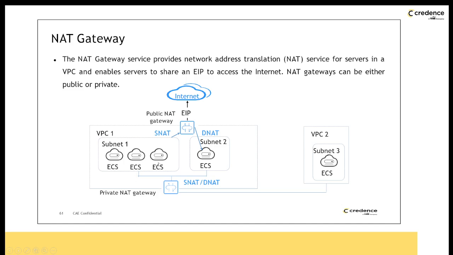Between subnet 1 and subnet 2, it's been configured with either SNAT or DNAT to communicate with VPC 2. So they need to go through the private NAT gateway. Between VPC 1 and VPC 2, to connect, it is configured with an EIP, elastic IP, to go through the internet connection, using the public NAT service. Inside the VPC they just use the private NAT gateway, and through the internet is the public NAT gateway. So it can be configured as either private or public.